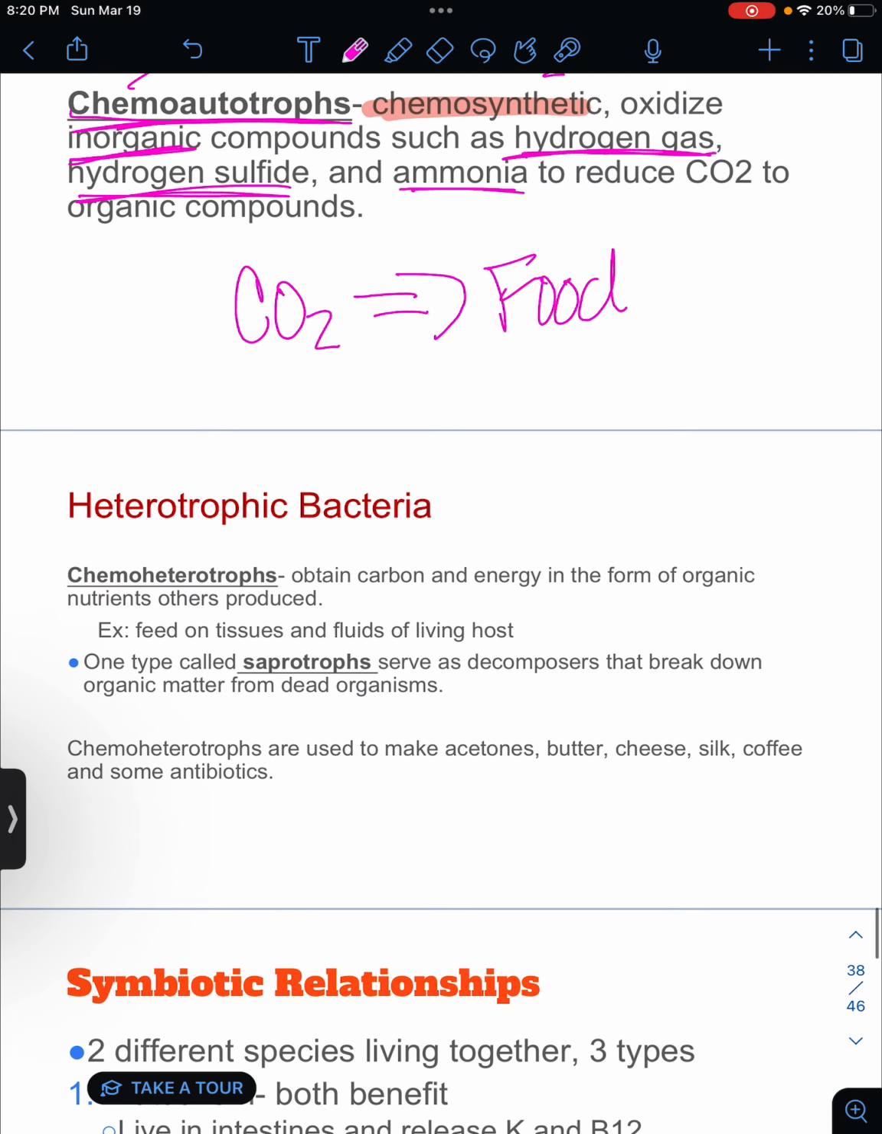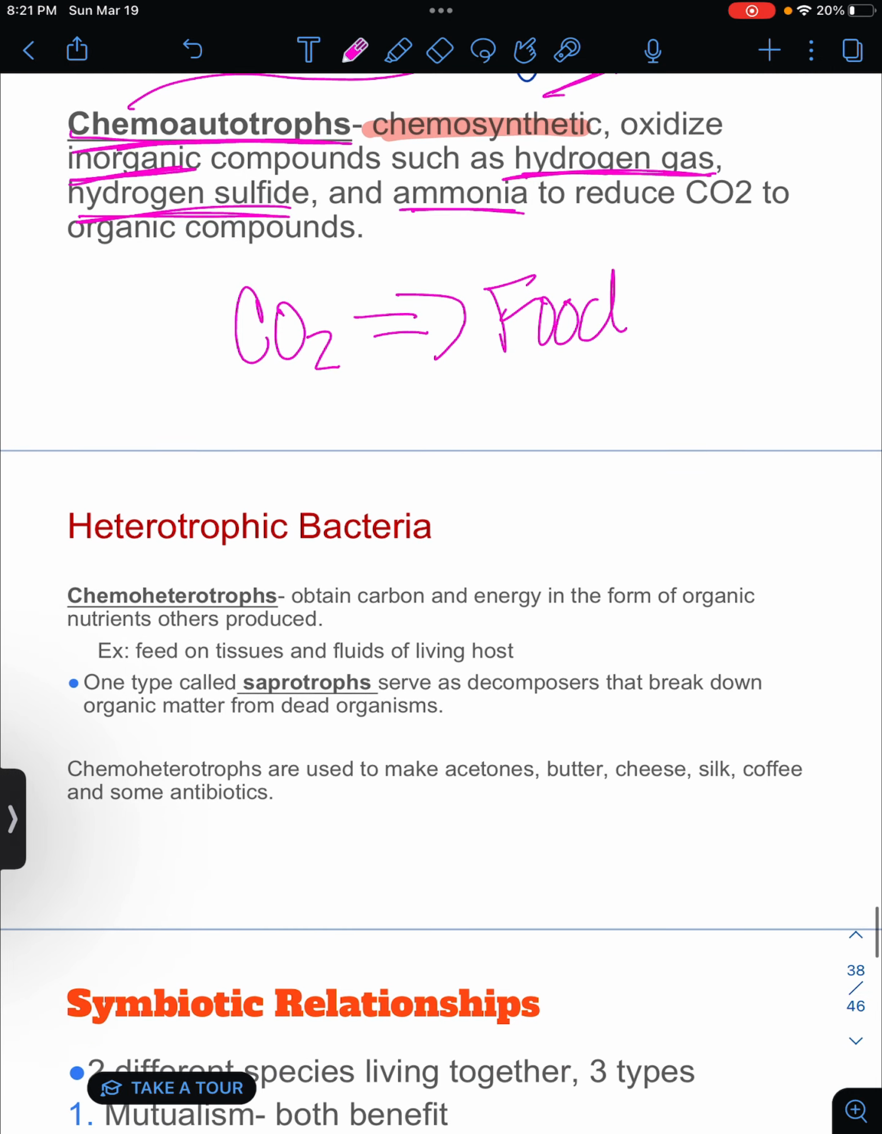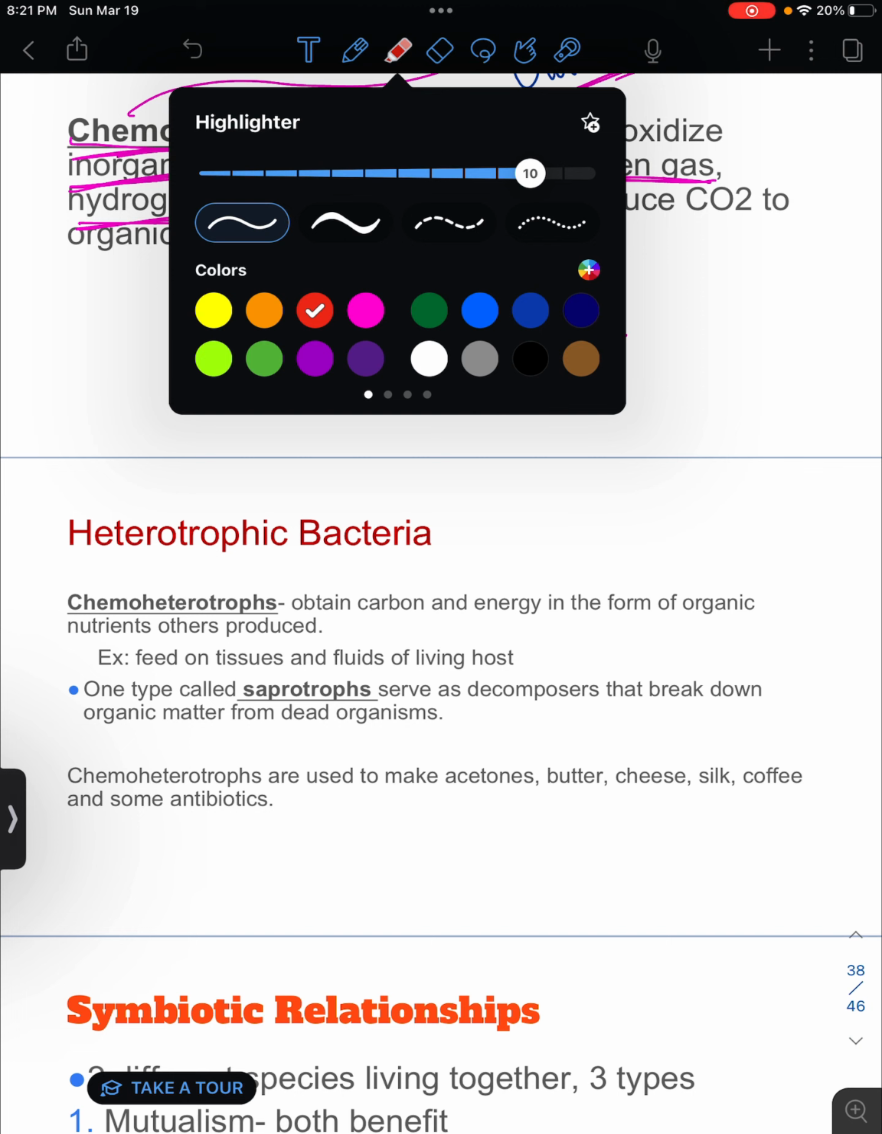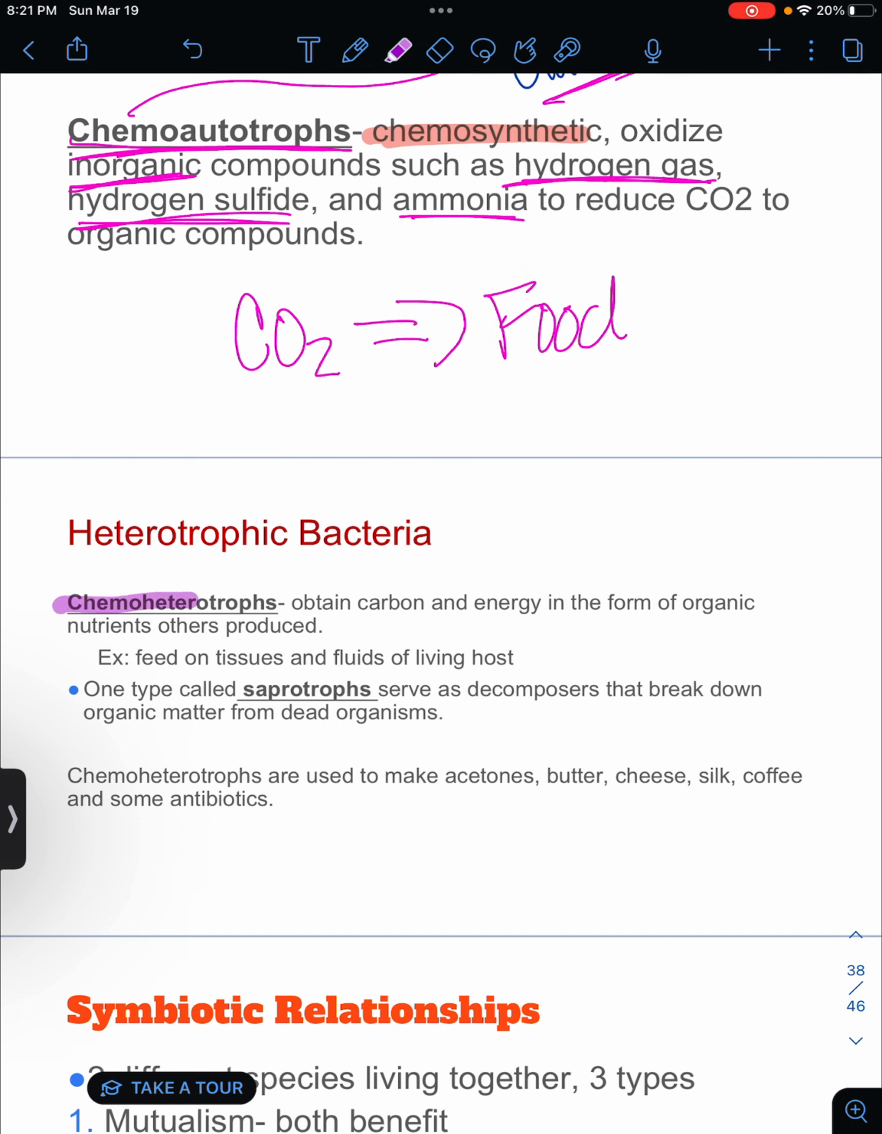Then you have heterotrophs. Chemoheterotrophs obtain carbon and energy in the form of organic nutrients others produce. If you remember, heterotrophs do not make their own food. Autotrophs make their own food automatically. Heterotrophs have to get it from somewhere else. For example, they feed on tissues and fluids of the host. It's kind of gross.